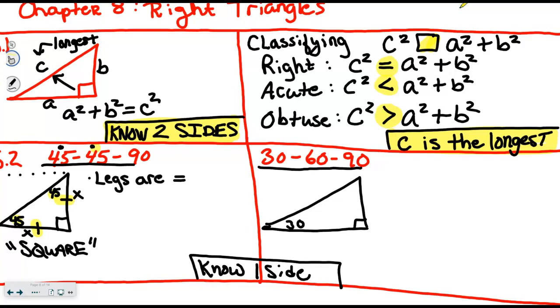So if this leg's 8, that leg's 8. So it's easy. This leg's 9, that leg's 9. To get the hypotenuse, you guys remember what you multiply the leg by? To get this hypotenuse, we multiply it by something. We multiply it by the square root of 2. So your hypotenuse is the leg, and put a dot there for times, the square root of 2.